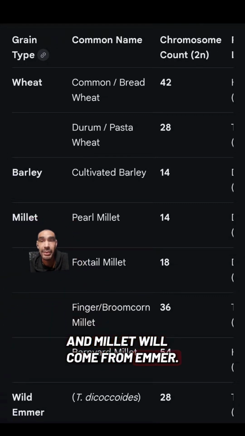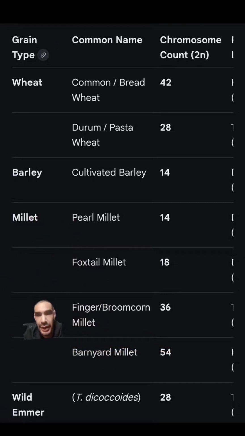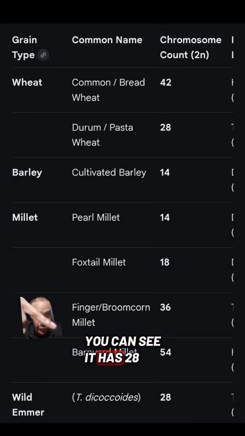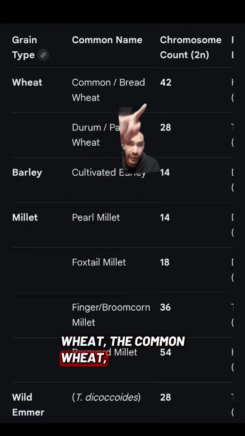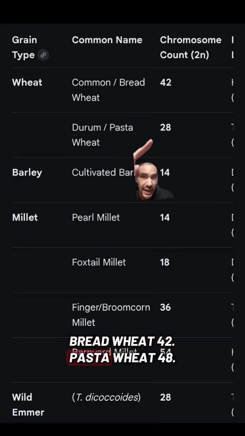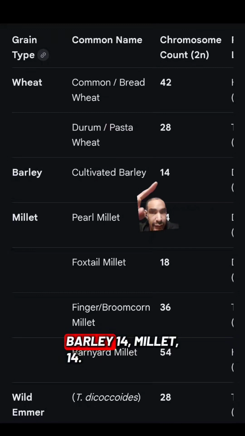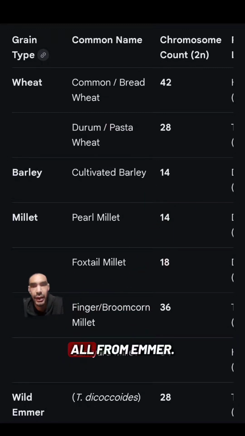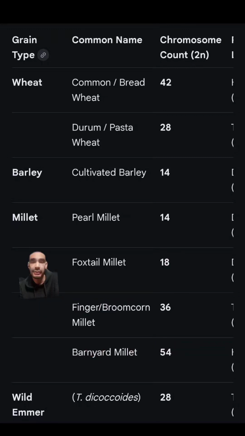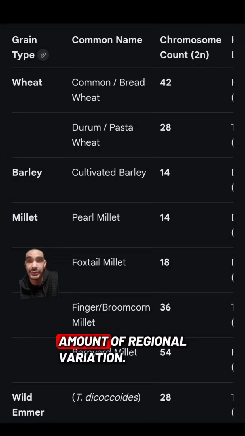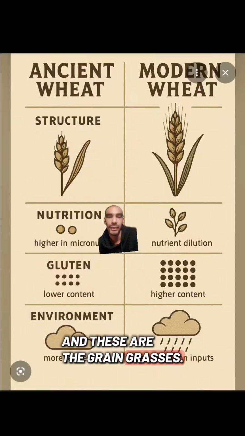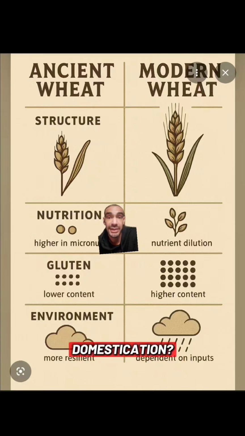We all come from emmer. Let me get myself smaller. Emmer at the bottom, you can see, has 28 chromosomes. Wheat, the common wheat, bread wheat, 42, pasta wheat, 48, barley, 14, millet, 14, all from emmer. And based on what we know right now, there was actually a shockingly little amount of regional variation in these early grain grasses. So, what are the drawbacks of domestication?